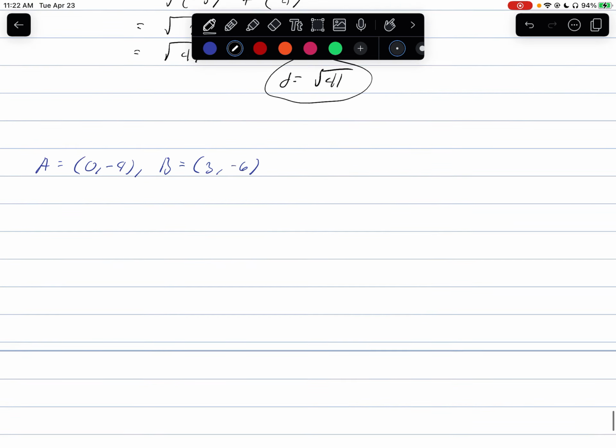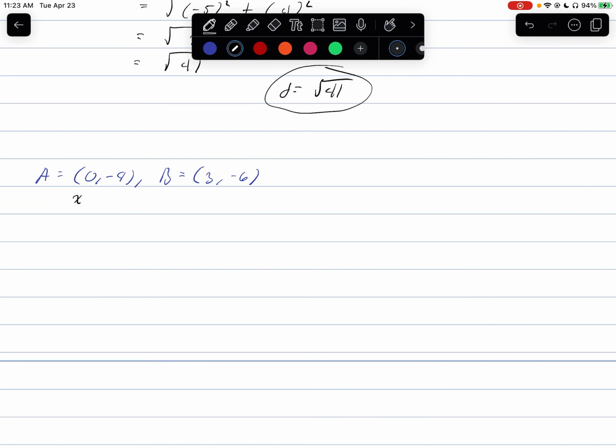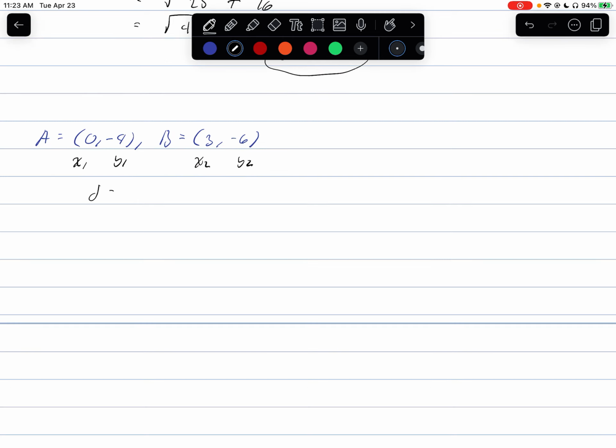Okay, now let's try another one. Here we have A equals 0, negative 9, and B equals 3, negative 6. So here, we're going to say that A is point 1, so we have x1, y1, and B is point 2, we have x2, y2. So D here is going to be given by the square root of x2 minus x1 squared plus y2 minus y1 squared. So we'll have 3 minus 0 squared plus negative 6 minus negative 9 squared, and the square root of all of that.